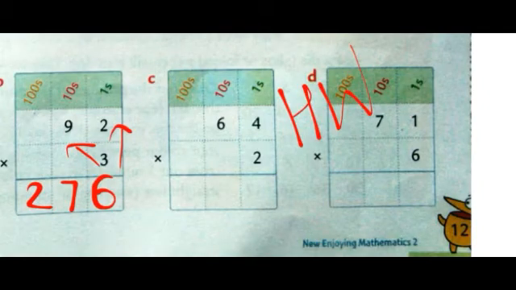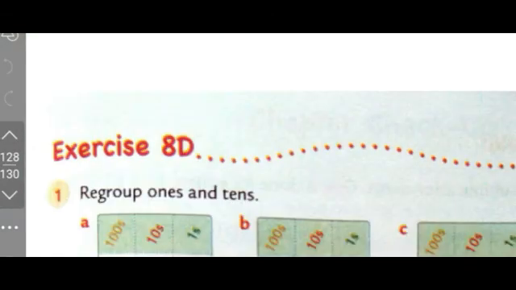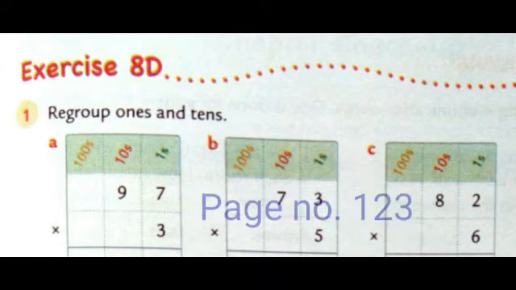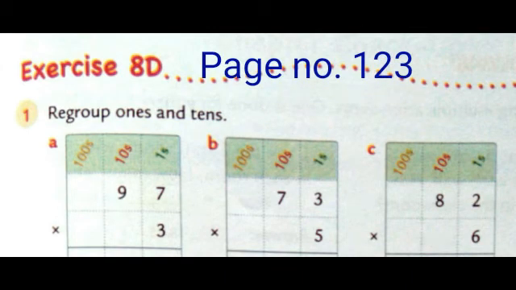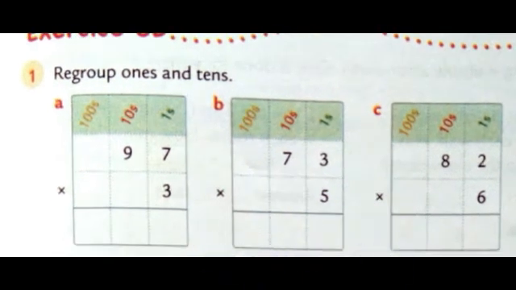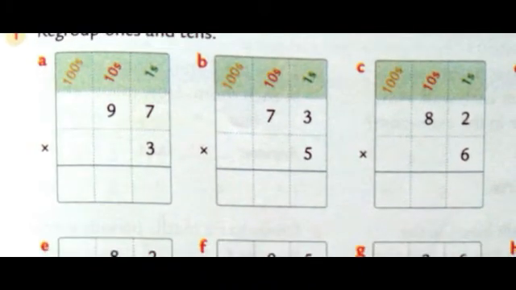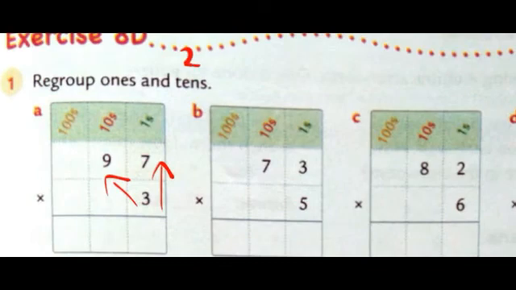Okay. Moving on to the next exercise, that is exercise 8D on page number 123. Now here we have to regroup ones and tens both. Okay. So let's start with the first one. First we will multiply 3 with 7 and then 3 with 9 and let's see what the answer comes. So what is 3 sevens are? 3 sevens are is 21.